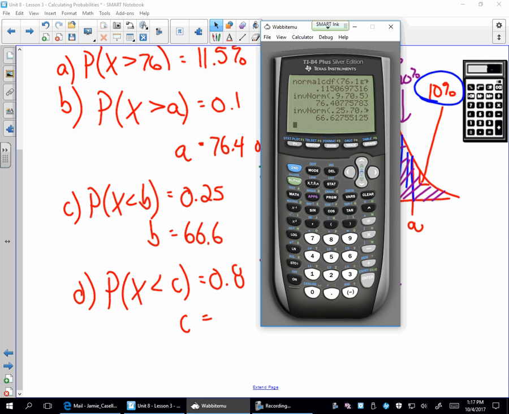All right. Second vars, inverse norm, 0.8 from the left. So it's basically the same thing as saying top 20% or bottom 80. And we get an answer of 74.2. So if you were to score 74, you're about the 80th percentile. 75, you're in the top 20%.